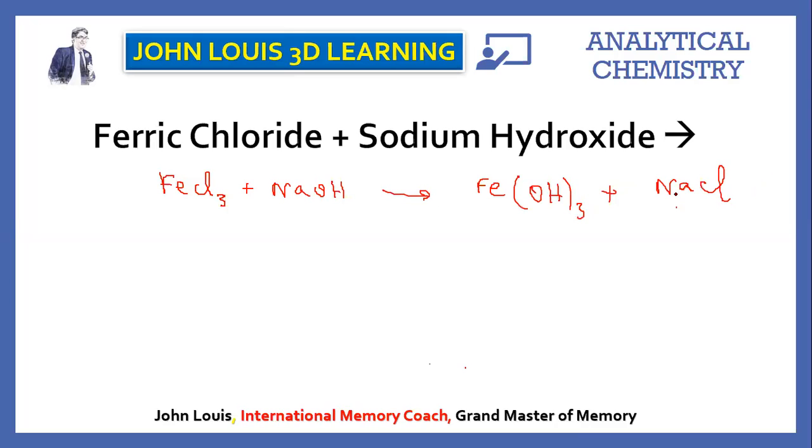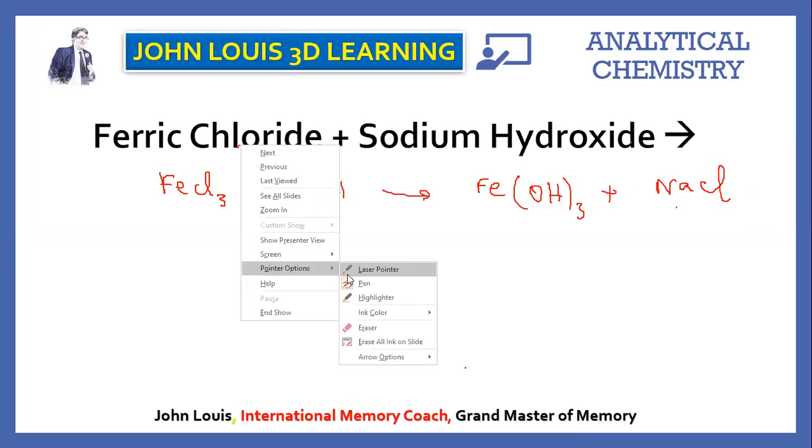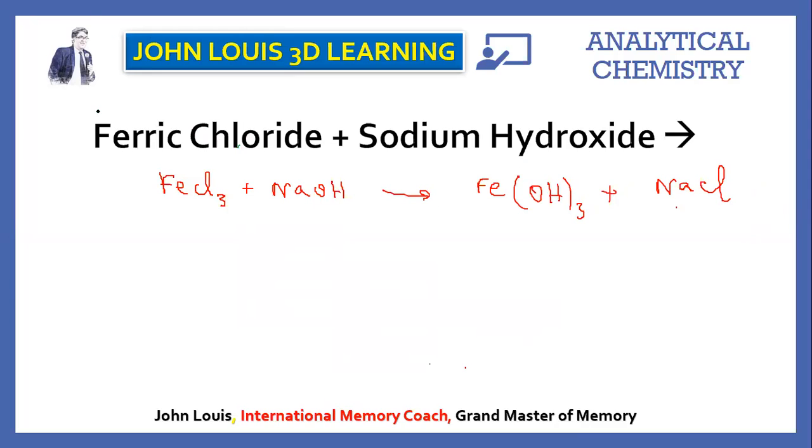I'm not going to tell you the trial and error method that takes longer. Since all of them are double displacement reactions, simply we can apply the ABCD algebraic method. I'm just changing the color here. So let us put A for ferric chloride here, and put A, B, C, and D. Now just use mathematics.